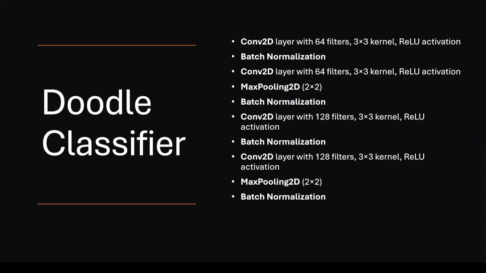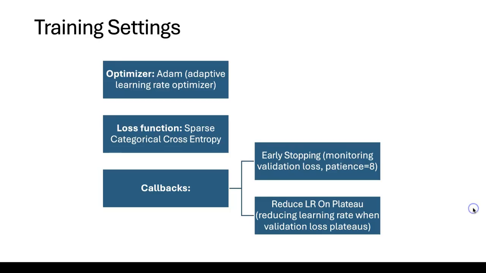For the classification part, I went with a CNN model with several convolutional layers, max pooling, and batch normalization. For training settings, I used Adam optimizer, sparse categorical cross entropy, and I used early stopping and reduced LR on plateau.